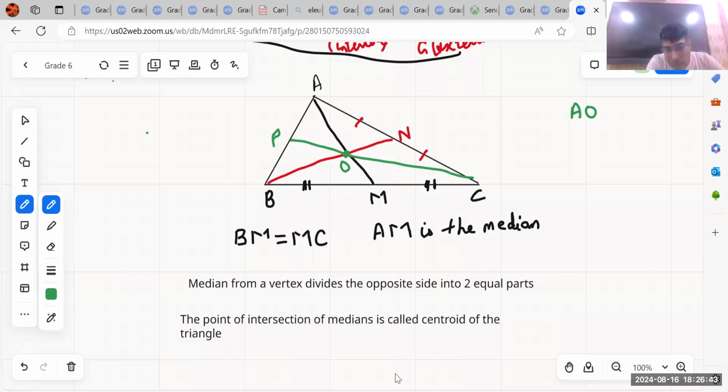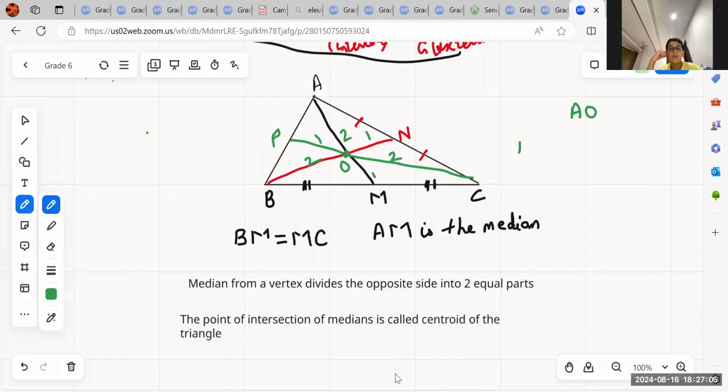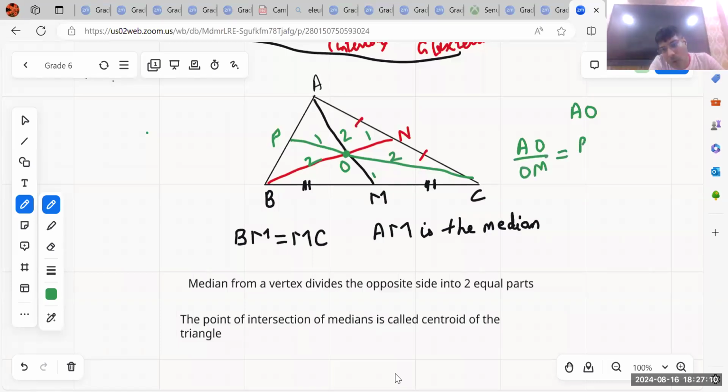So guys, the centroid divides the median in the ratio 2:1. This is something extra that I'm telling you. It won't be in the grade 6 curriculum or SOF curriculum, but in other exams. So the centroid divides the median in the ratio 2:1 from the vertex. Means if you take AO upon OM, and BO upon ON, and CO upon OP, it will be 2:1.